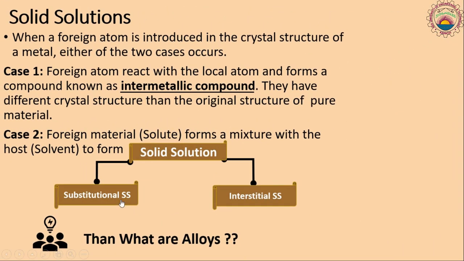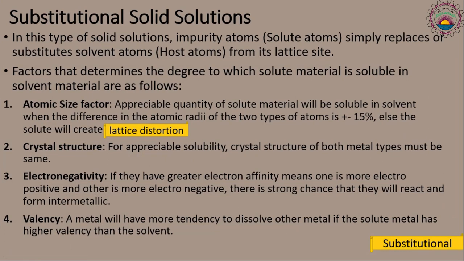So now moving back to the slide for the substitutional solid solution. There are certain factors that determine the degree to which solute material is soluble in the solvent material. So what are those factors? The first one is the atomic size factor. For an appreciable quantity of solute material to be soluble in the solvent, the difference of the atomic radii of the two types of atoms, that is the solute and solvent, should be within 15%. There shouldn't be a difference of more than 15% between the atomic radii of the solute and the solvent atom. Else, the solute will create lattice distortion, right?